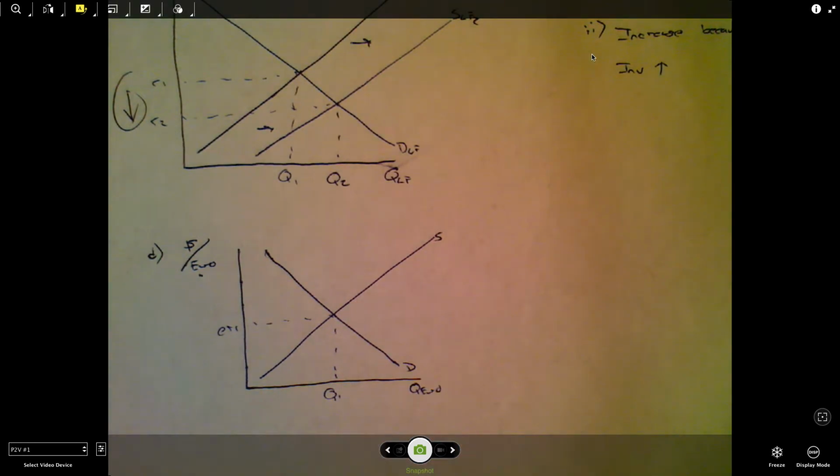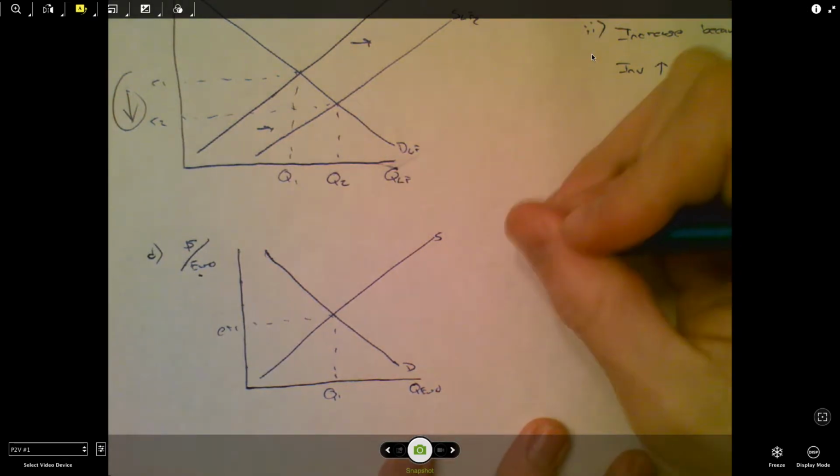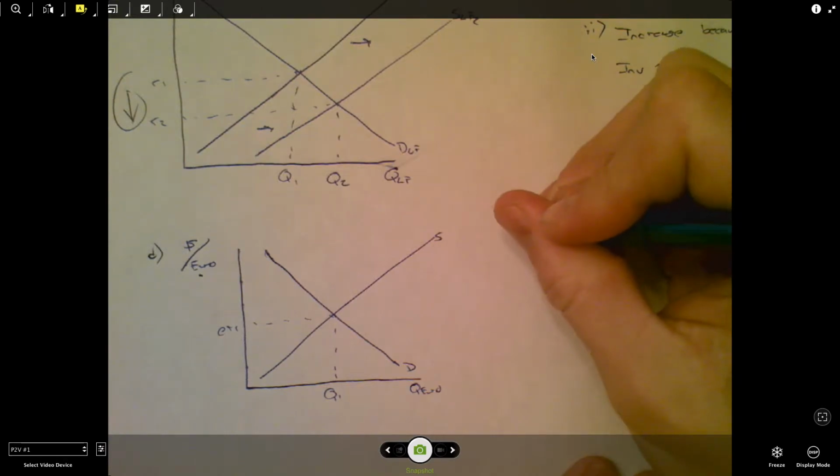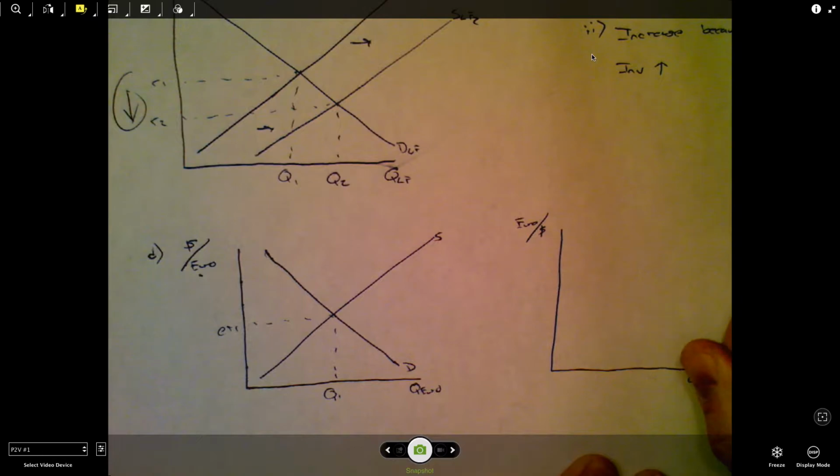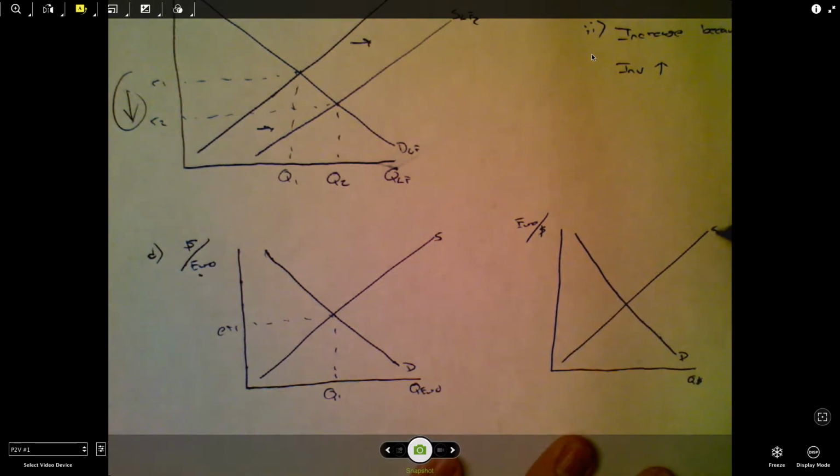Okay, this is really the only one you need, but let's take it from the perspective of why not, and let's just draw the other one as well as good practice, right? So the other one would be our quantity of dollars, right? And here we go, we got demand and we have supply.